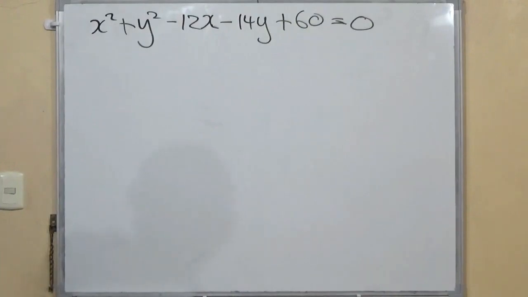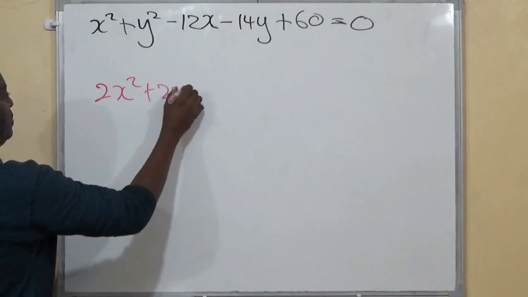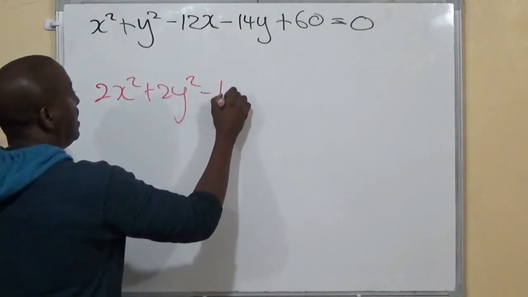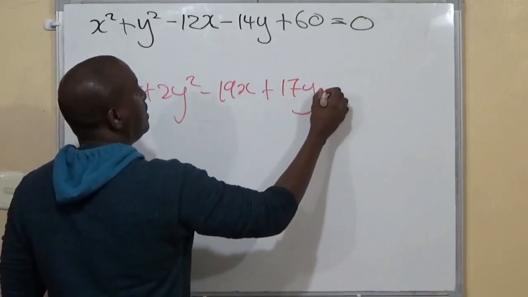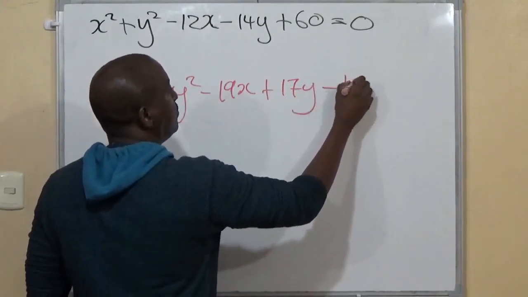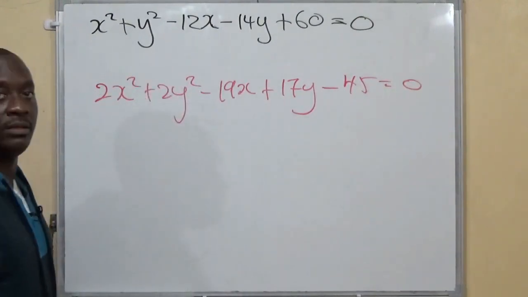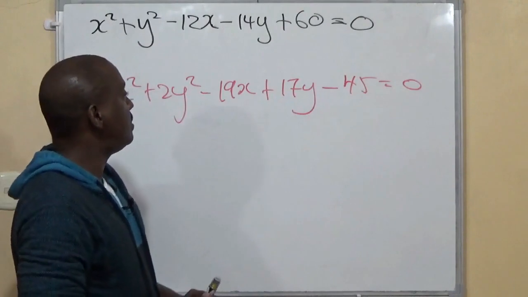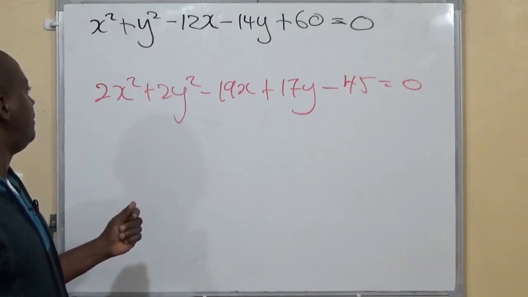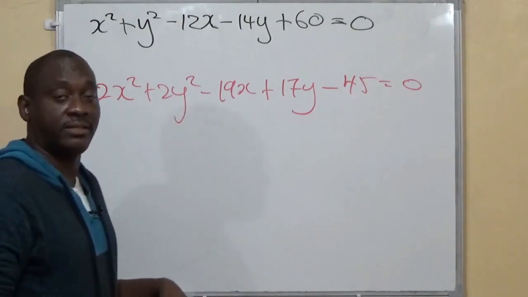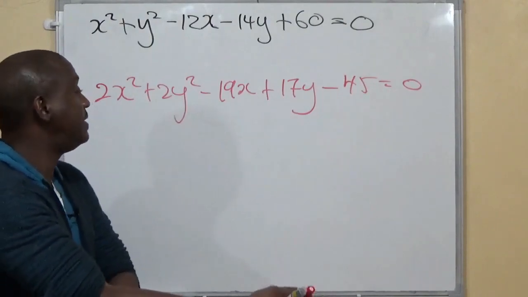The reason being, you might get an equation, let us say for the sake of argument, 2x squared plus 2y squared minus 19x plus 17y minus 45 is equal to 0. That is the equation of a circle. We're not going to bother ourselves with finding its center and radius; we will do that as an exercise.